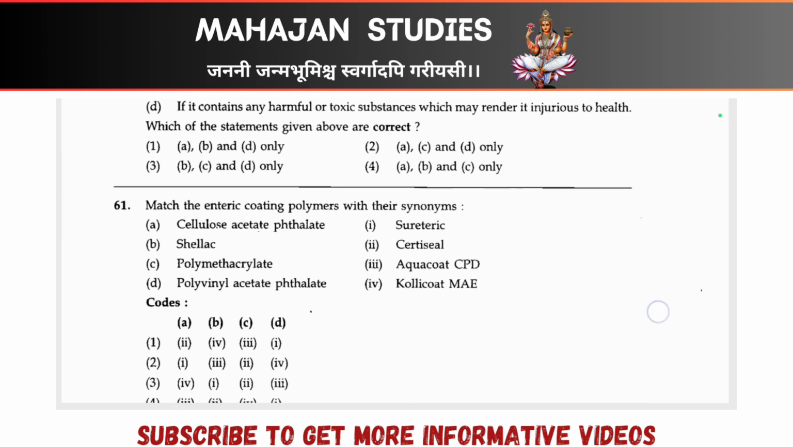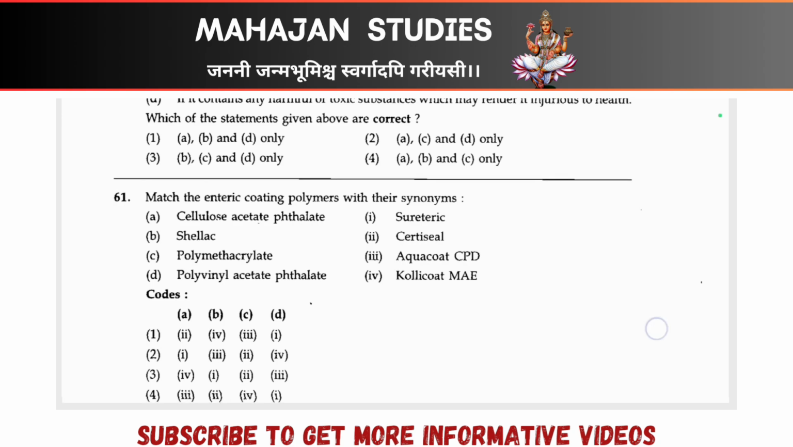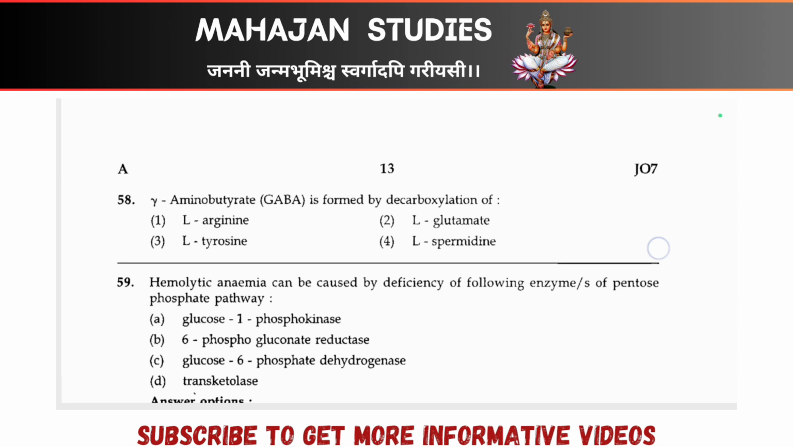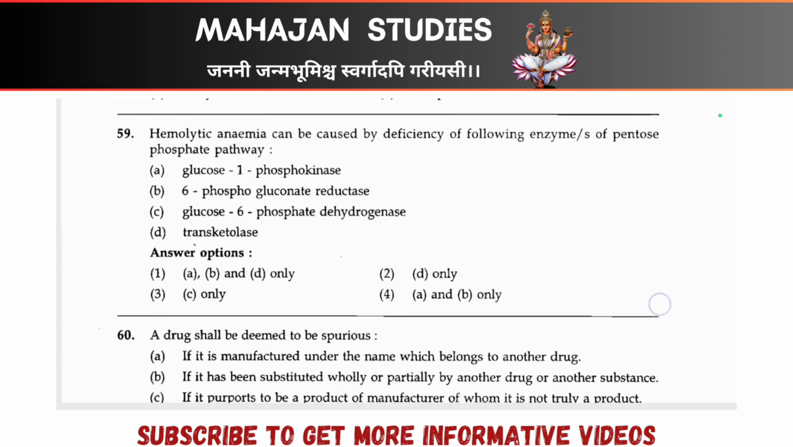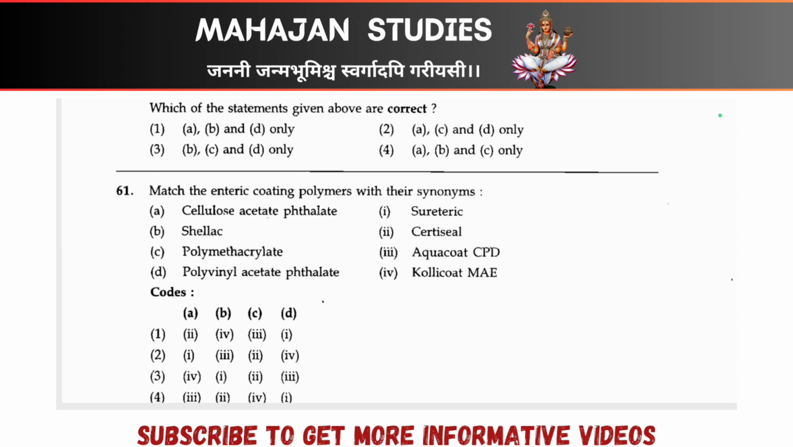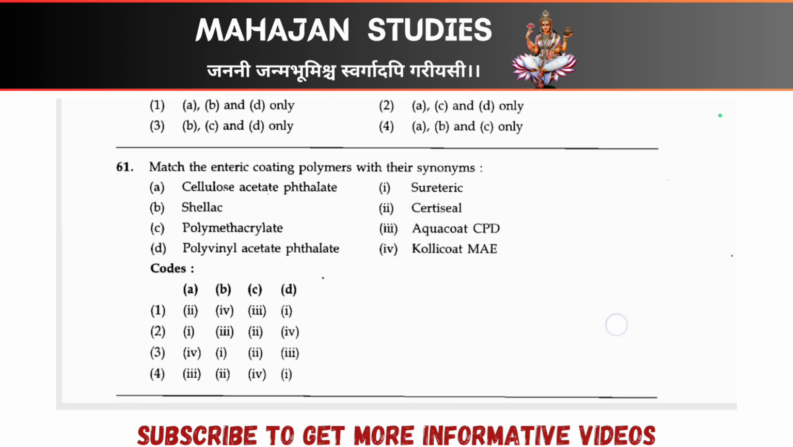Next, match the enteric coating polymers with their synonyms. A. Cellulose acetate phthalate, B. Shellac, C. Polymethacrylate and D. Polyvinyl acetate phthalate. So the correct answer is option 2.